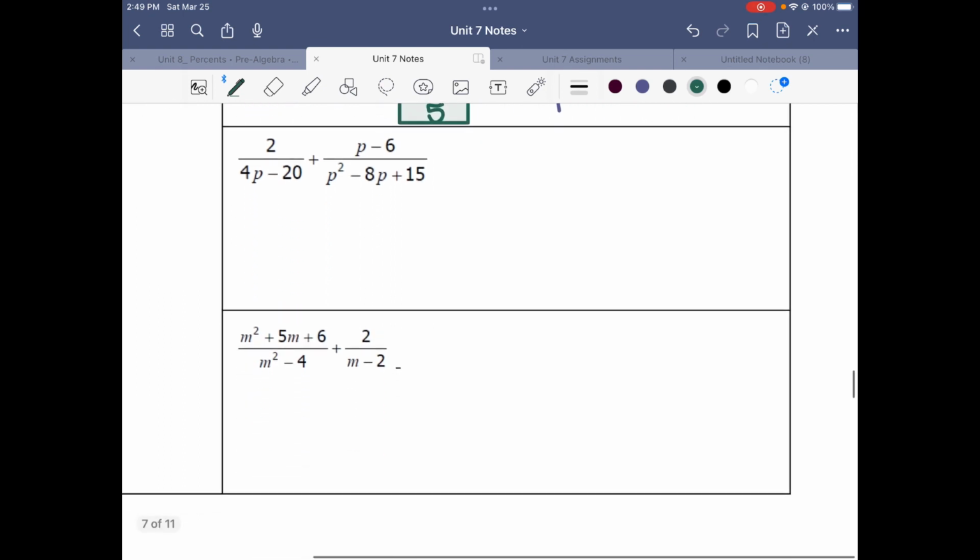Second to last example. Both of the denominators on this one need to be factored. The only reason I know that is because I can actually divide the first one by 4, which leaves me with p minus 5. And the other one has 3 terms. And if it has 3 terms, you are always going to end up factoring it. In this case, I'm looking for what multiplies to 15 and adds to negative 8, which is negative 3 and negative 5. Then you're always looking to see what is the left side's denominator missing that the right side has, and that's just the p minus 3.